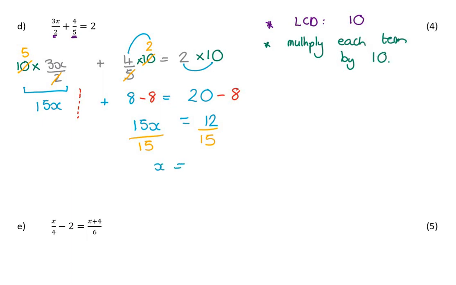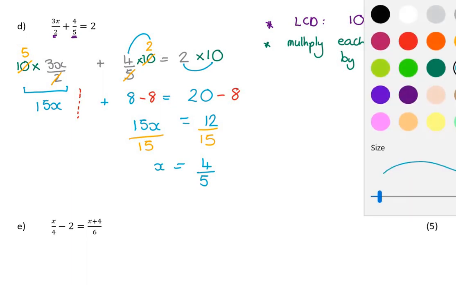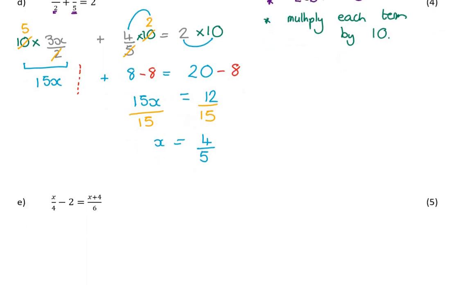Now I should never leave a fraction that can simplify. It doesn't simplify to a whole number, but it does simplify because I know 3 goes into 12 4 times and 3 goes into 15 5 times. So I get 4 over 5. Try your best to use your calculator to check if your fractions can simplify. So that was one of the first fractional equations that we learned. Hopefully that makes sense.